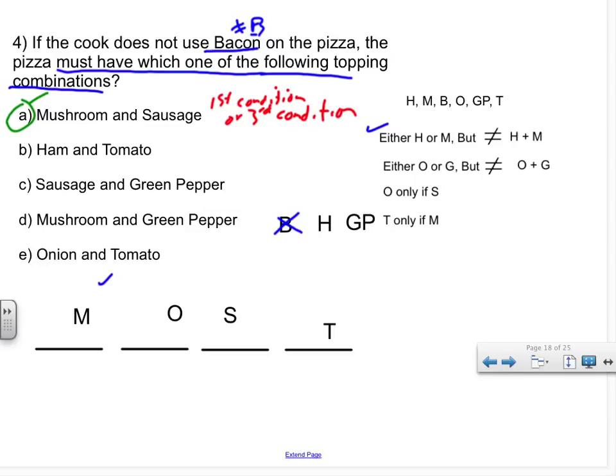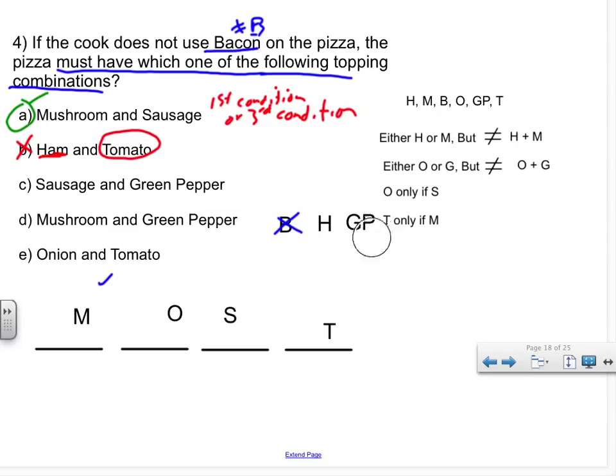So H or M, we got M. O or G, we got O. O with S, and T and M. So I know that I can eliminate ham and tomato because I can get away without using the ham. So in other words, I can use tomato, but it's no longer a combination. So let's get rid of B. And let's take a look at C, sausage and green pepper.